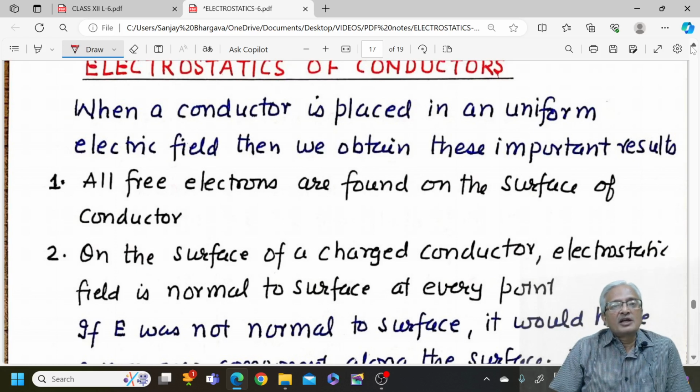Now let us think about electrostatics of conductors. Now we need to know what happens when a conductor is placed in a uniform electric field. Then the following results can be summarized. In case of a conductor, all free electrons are found to live on the surface of the conductor.